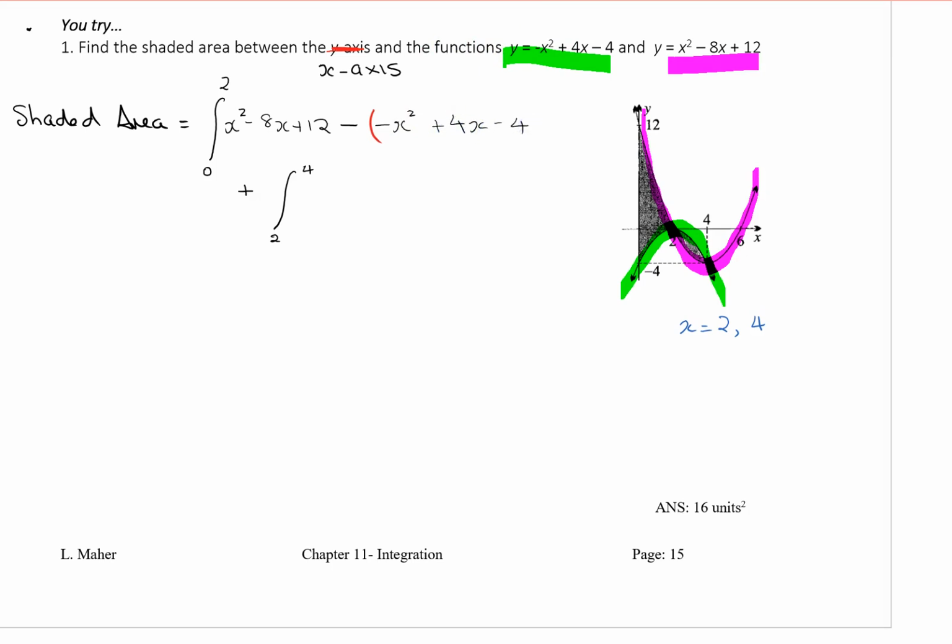Now I can be very confident that if you do not have the brackets there, then you're probably going to have some incorrect signs. In the next one, the next region going from 2 to 4, our top boundary is the upside down parabola. So we will have negative x squared plus 4x minus 4 starting this time, and we're going to subtract. Anytime I'm ever subtracting more than one thing, I will put it in a bracket. The thing I'm subtracting is the up the right way one, which is your x squared minus 8x plus 12.